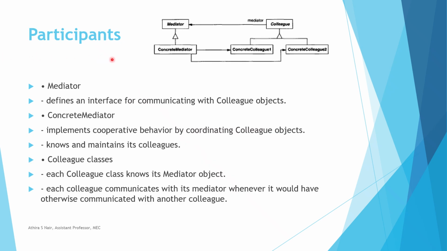So there are three participants in a mediator. Mediator defines an interface for communicating with colleague objects, and concrete mediator implements a cooperative behavior by coordinating these colleague objects, and it also knows and maintains its colleagues. And for colleague classes, each colleague class knows the mediator object, and each colleague communicates with its mediator whenever it would have otherwise communicated with another colleague. And colleagues send and receive requests from a mediator object, and mediator implements the cooperative behavior by routing requests between the colleagues.